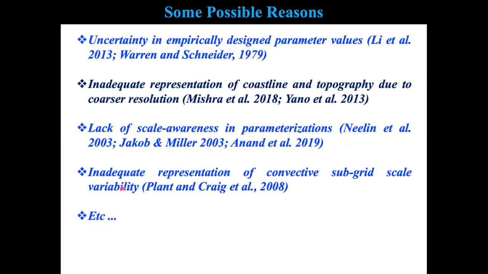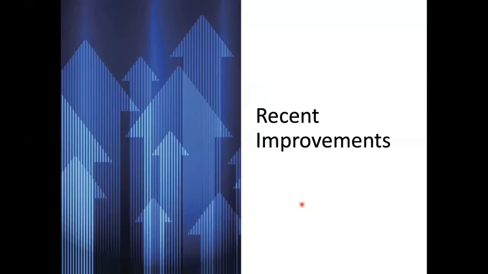And then there is inadequate representation of convective subgrid scale variability. Say, for example, some of the parameters are very deterministic. So all those issues are there. And then, etc. There are other problems as well. And then I'll move on to recent improvements.